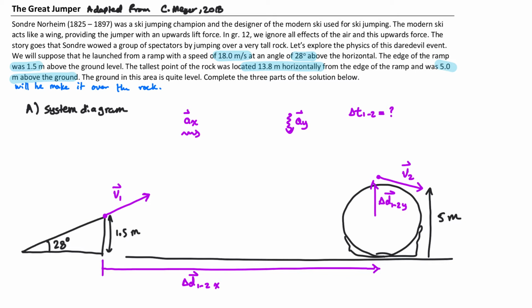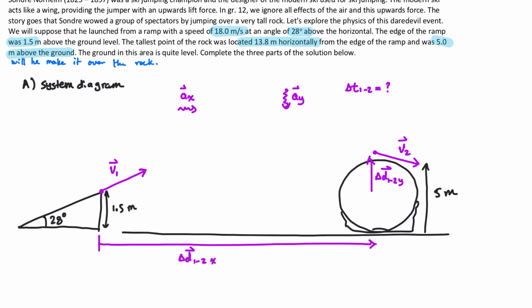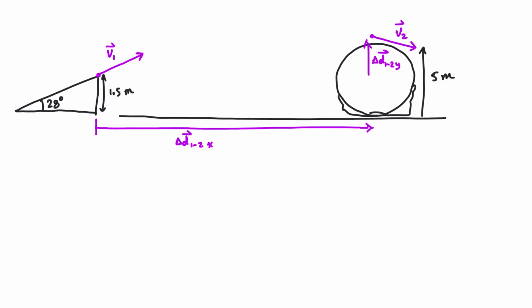Let's draw some component triangles so that we have an idea about V1 and V2. Again, V2 is a little bit unknown here. V1 is going to be in this direction. It's going to definitely have a component in this direction, Vx, and a component in this direction, Vy. And this is angle theta 1, or you can just call it 28 because you have the value there.